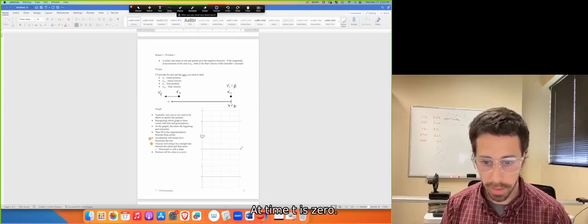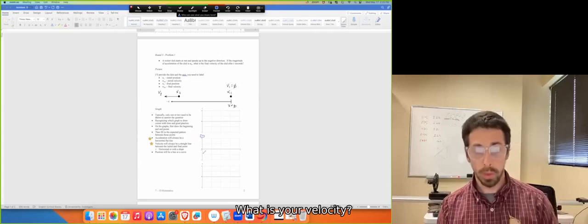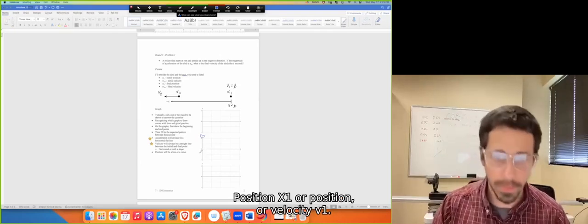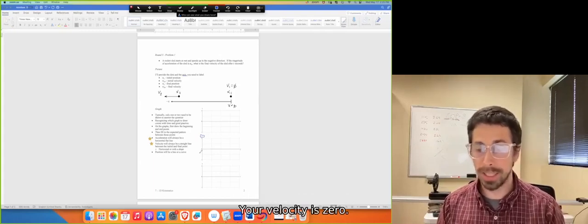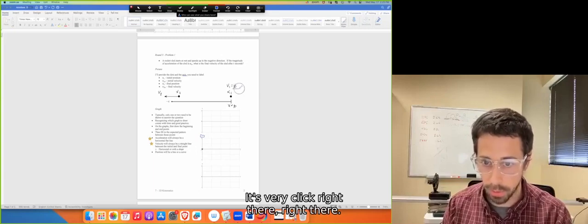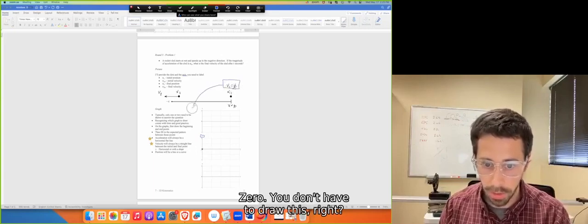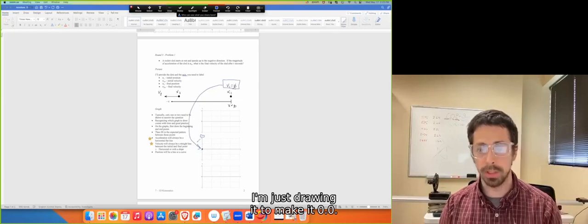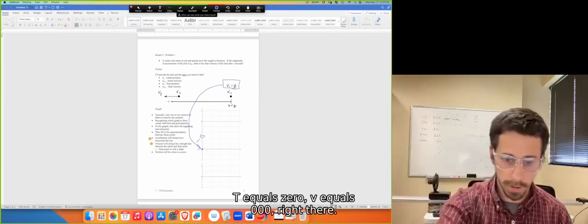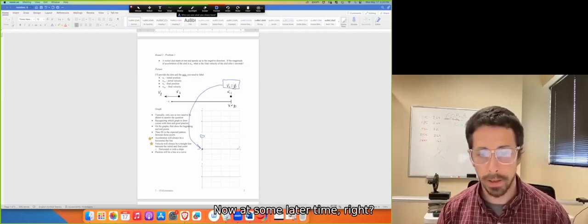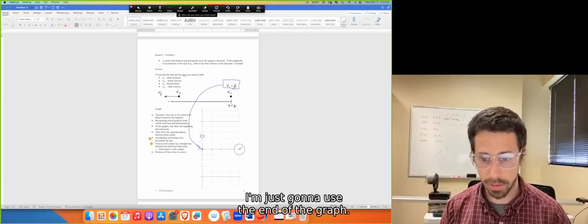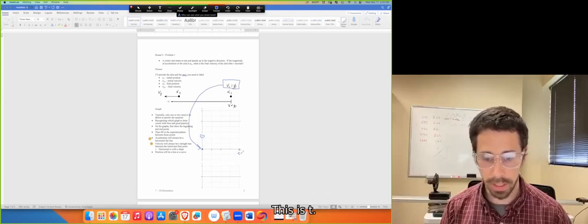At time t equals 0, what is your velocity? At position x1, or velocity v1, your velocity is 0. It's very clear right there. You don't have to draw this; I'm just drawing it to make a point. That's how you put that on the graph: t equals 0, v equals 0. Now, at some later time, I could use this point, that point, or that point. I'm just going to use the end of the graph, and say this right here is t.